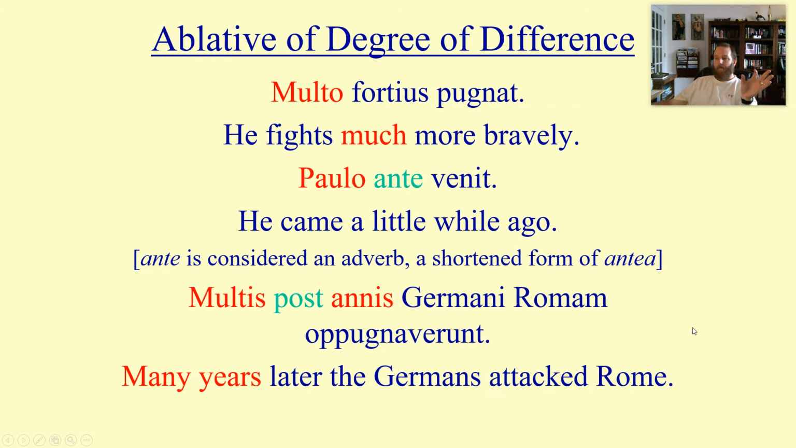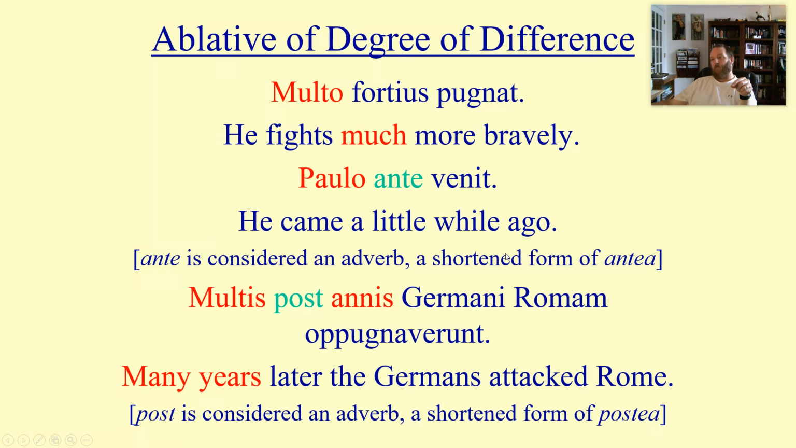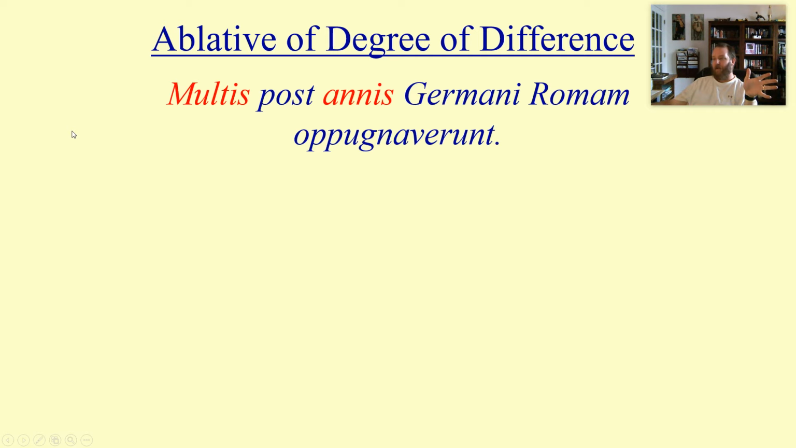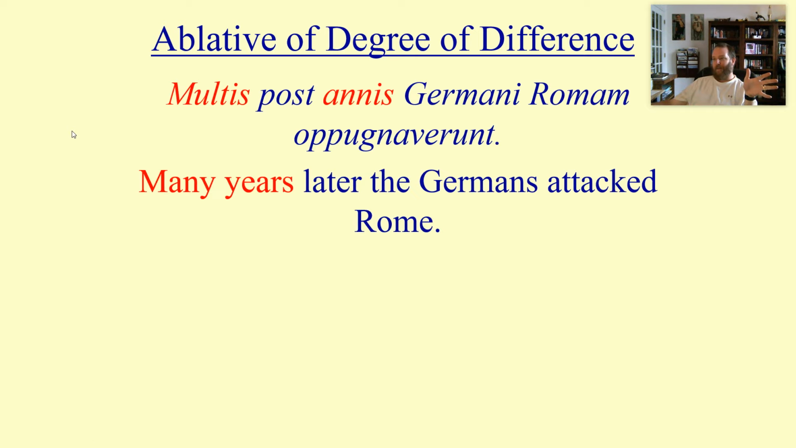Yeah. So that's one you might see with a degree of difference with a number of days or years or something before or after something. Multo and paulo are two very common words to see with the ablative of degree of difference. Okay. Now that's the basics of that construction, but just one more detail here. That's the sentence you saw just a moment ago. Many years later, the Germans attacked Rome.